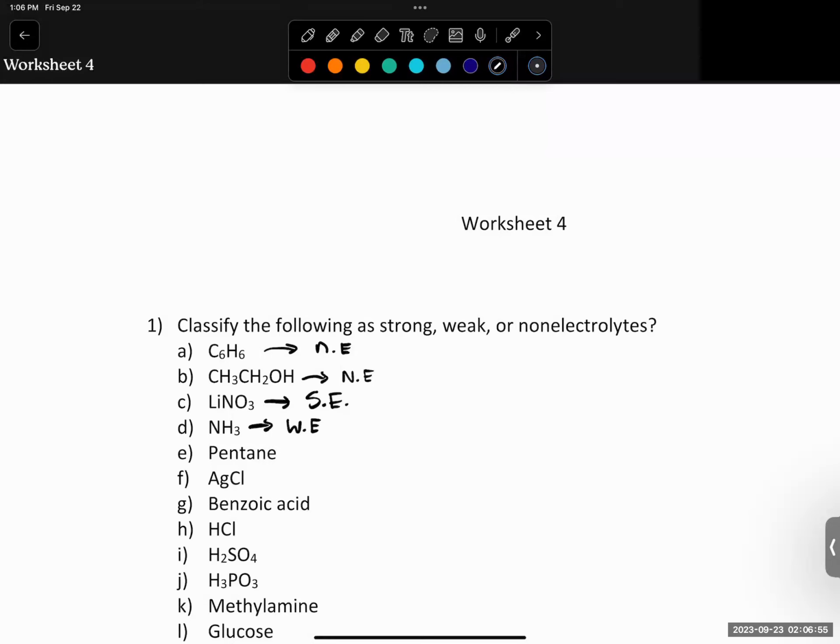Are we agreeing or are we disagreeing? I would be on the fence about this one. Pentane. Does it help you if I give you the formula for it? C5H12. Oh, yeah, it's a non-electrolyte.